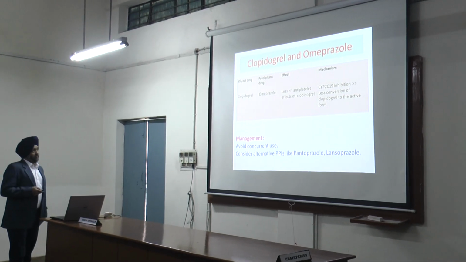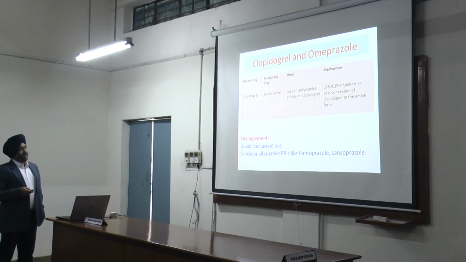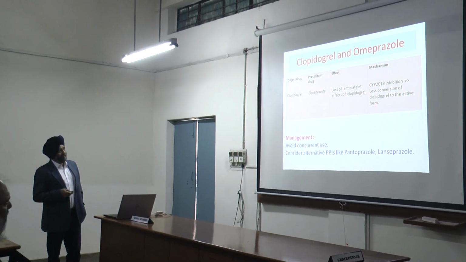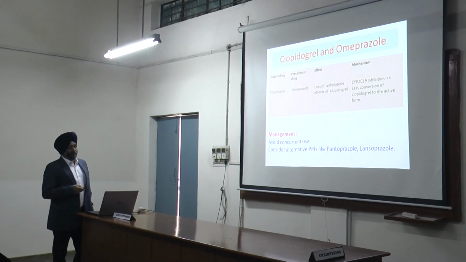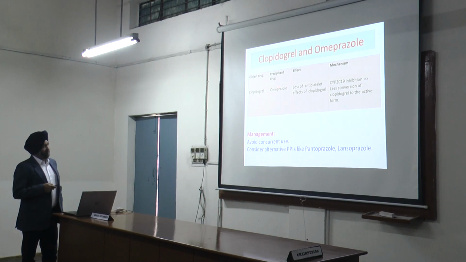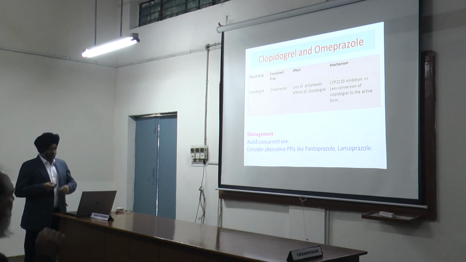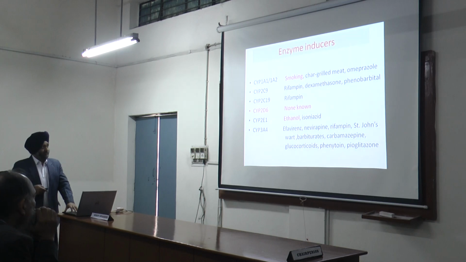Clopidogrel and omeprazole. Now look here, both of these are metabolized by CYP2C19. What happens here? 2C19 inhibition prevents the active metabolite of clopidogrel from being formed, so we will not get the action of clopidogrel. The important thing is that omeprazole is the only inhibitor here. We can use pantoprazole and esomeprazole, which are not going to inhibit cytochrome 2C19. Now those were all examples of inhibitors.